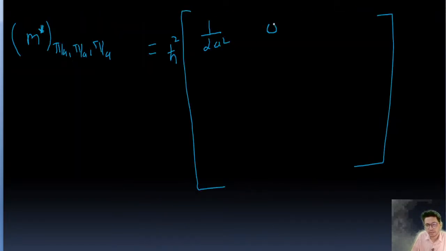1/α a², 0, 0, 0, 1/β a², 0, 0, 0, 1/γ a². Okay, so now what we can do is take a² outside. So the m* value, that is the effective mass, at (π/a, π/a, π/a).